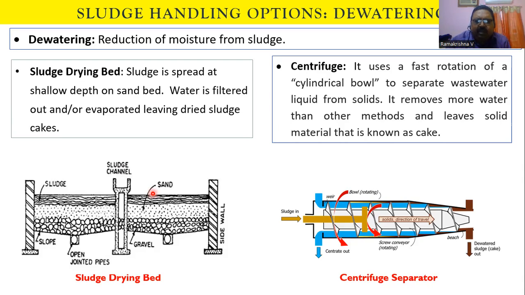Centrifuge is a fast rotating cylindrical bowl to separate the wastewater liquid from the solids. It removes more water than other methods and leaves solid material that is known as a cake. Mainly centrifugal force is the separation.